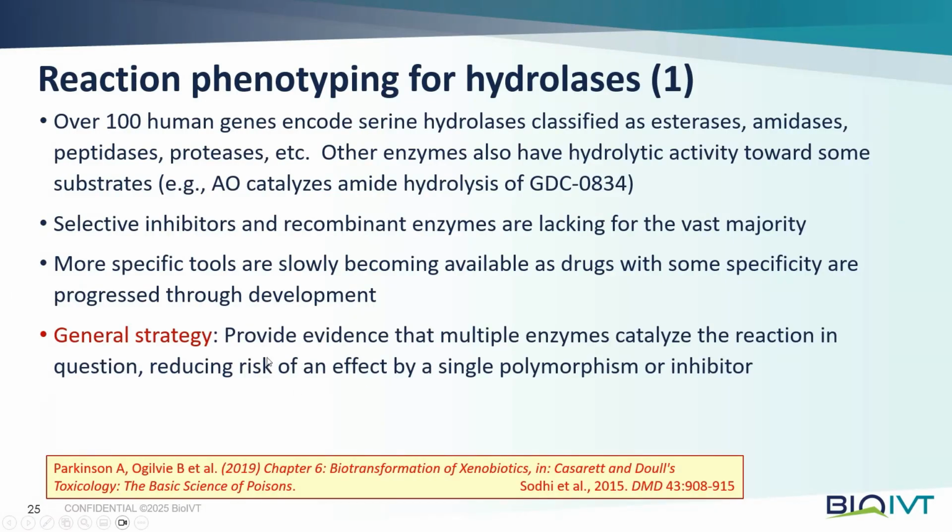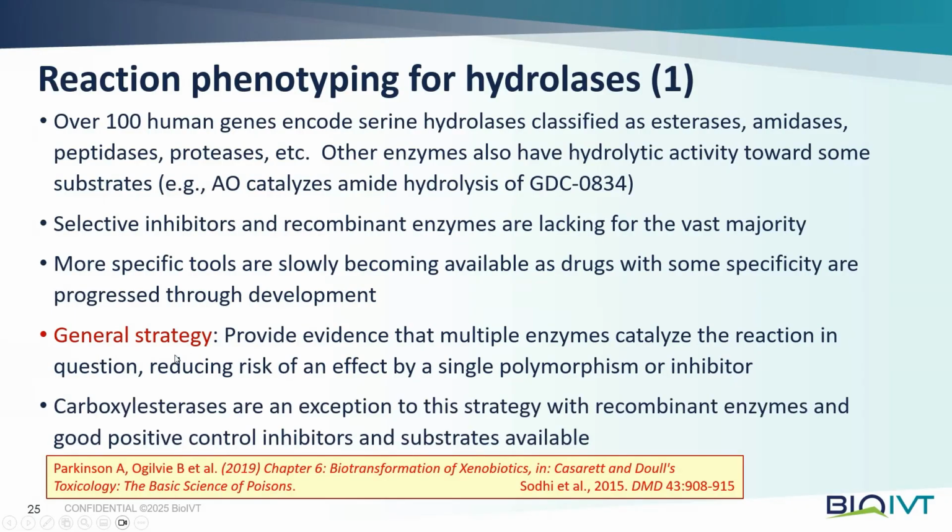The general strategy is to provide evidence that multiple enzymes catalyze the reaction in question, therefore reducing the risk of an effect by a single polymorphism or inhibitor. And I'll highlight one case example that we published on this. Carboxylesterases, I should mention, are an exception to the strategy, where we do have recombinant enzymes and good positive control inhibitors and substrates available.